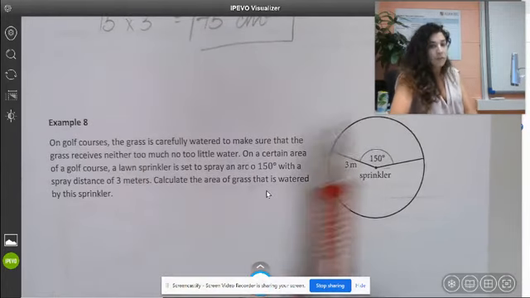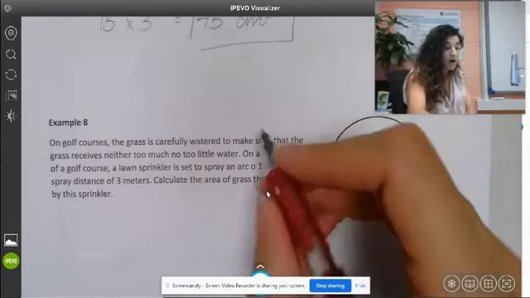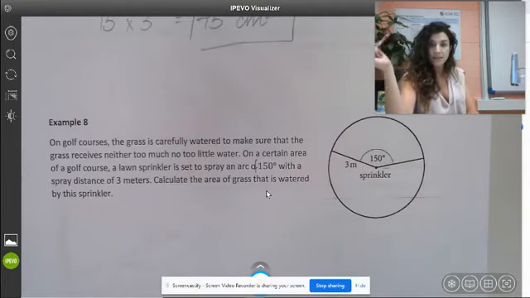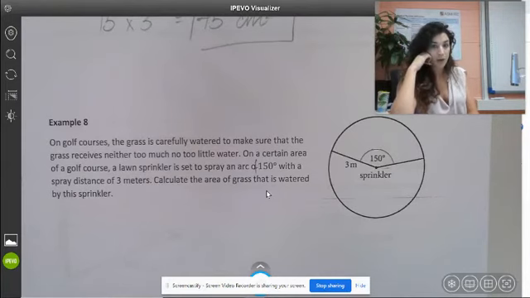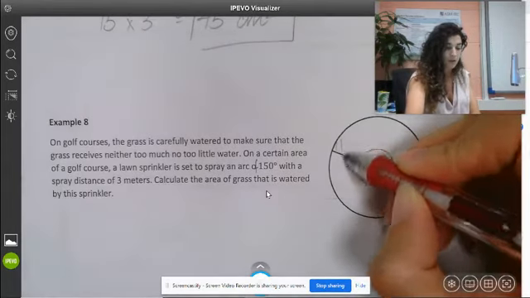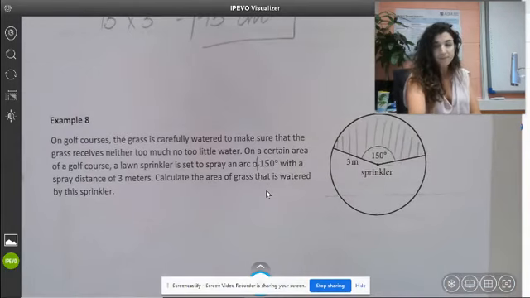On golf courses, the grass is carefully watered to make sure that the grass receives neither too much nor too little water. On a certain area of a golf course, a lawn sprinkler is set to spray at an arc of 150 degrees with a spray distance of 3 meters. And they gave you the image there for you to be able to work off of. We want to calculate the area of the grass that is watered by the sprinkler. So we want to calculate for this area.